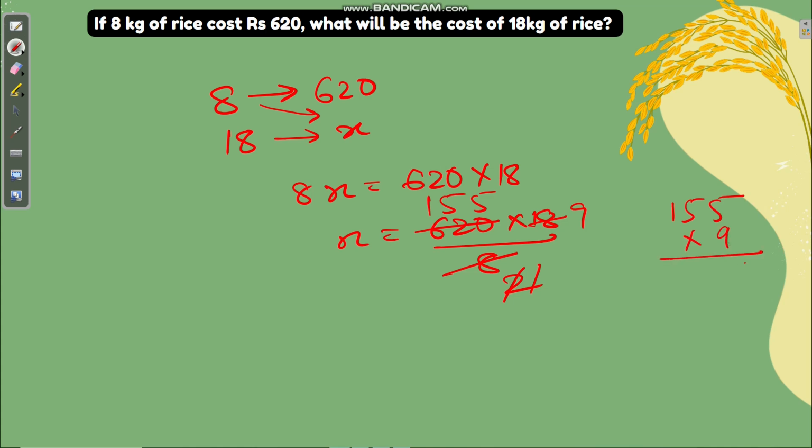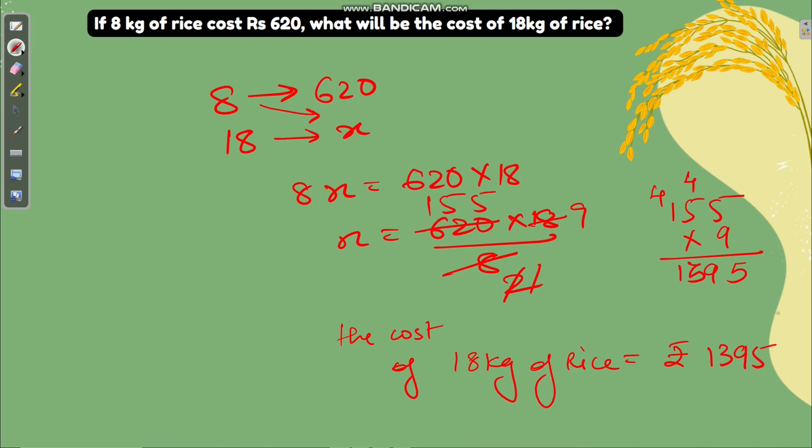So 9 5s are 45, 5 and 4, 5s are 45 and 9 4s, and this is 1. So the cost of 18 kg of rice will be equal to rupees 1395. So this is a direct method, this cross multiplication method. But if they specifically ask in the exam to use the unitary method, please follow the previous method. Find the value of 1, and whatever answer you get, you just multiply with whatever they have asked.